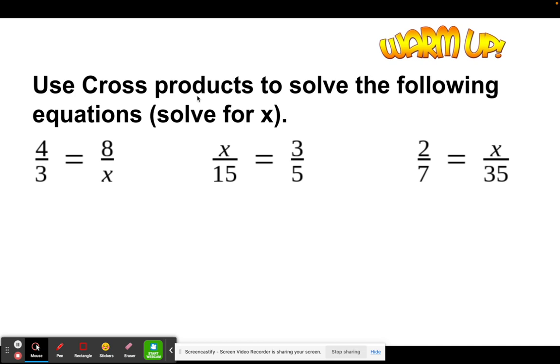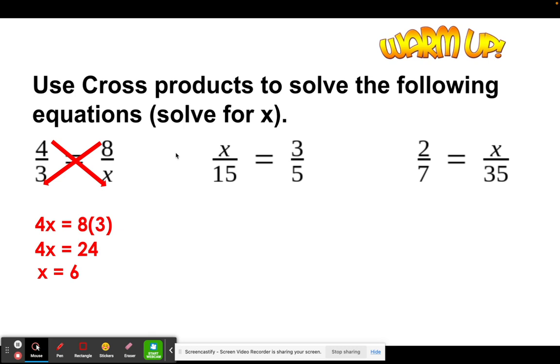As you recall, when we have two equivalent fractions, we can use cross products to help solve for our missing variable. So cross products say that the products of the numerators times the opposite denominators should be equal. So 4 times x, 4x, 8 times 3 is 24. 4x equals 24, which means x equals 6. So 6 would go there. And you can see it because 4 times 2 is 8. 3 times 2 would give you 6.